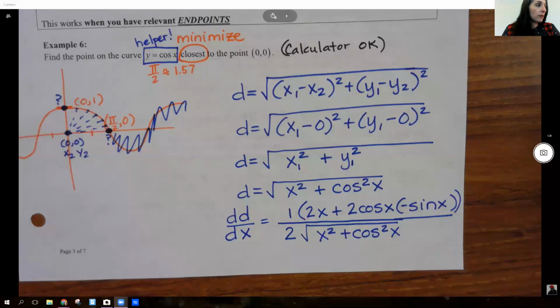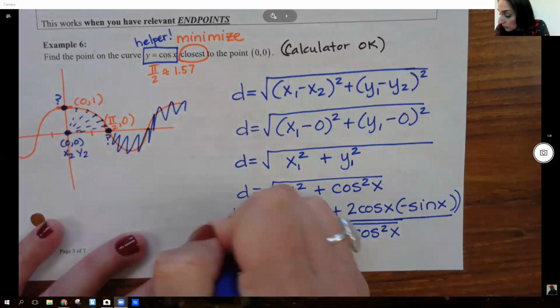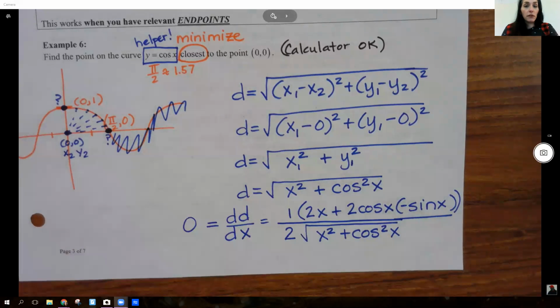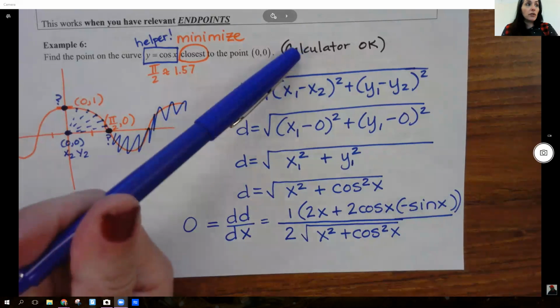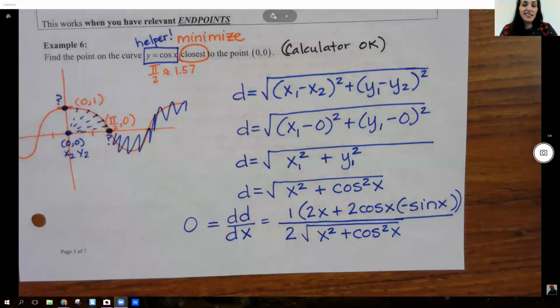All right, so looks like I'm running out of space, so I'm probably gonna go on to notebook paper here soon. What we're doing here is taking that derivative and setting this equal to 0. I marked that it's okay to use a calculator on this one because with the trig here, I don't think it's gonna come out to be something on the unit circle that you have memorized. So we might have to use our calculator.